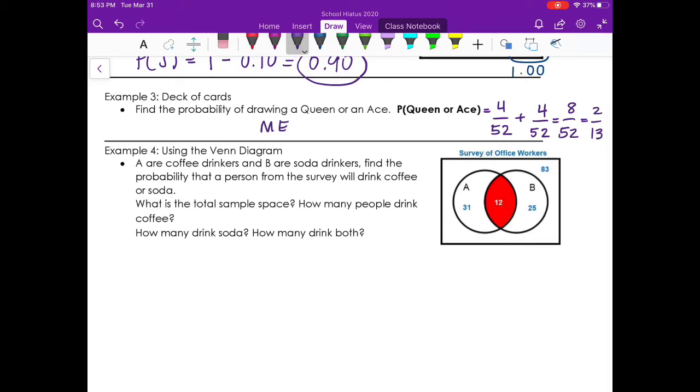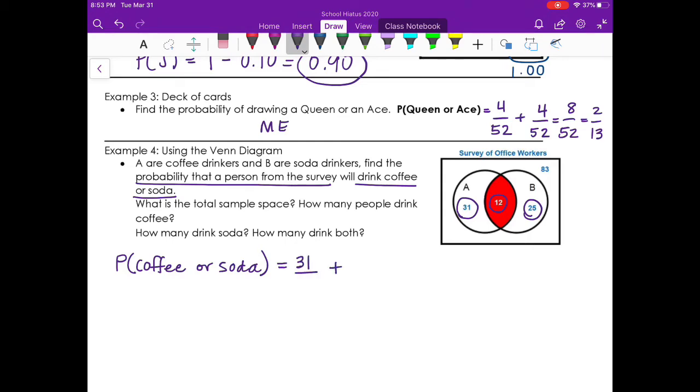In example 4, we're given a Venn diagram about coffee and soda drinkers. The first question asks, what is the probability that a person from the survey will drink coffee or soda? So remember that OR is the union of the two groups. So group A is the coffee drinkers, group B is the soda drinkers, and then of course you have your overlap in between. But the union includes all of those parts of all of those groups, and so we'll add those 3 together. 31 plus 12 plus 25.